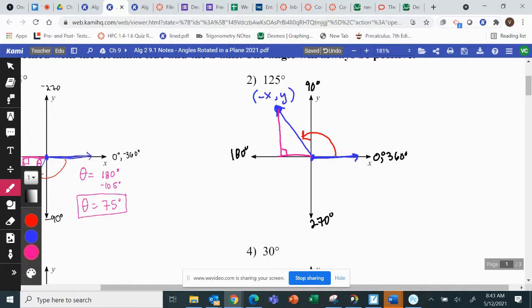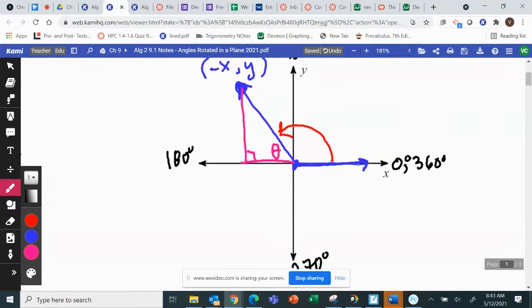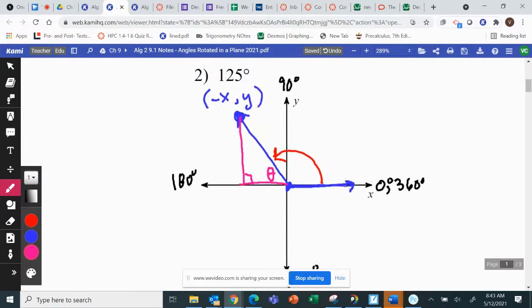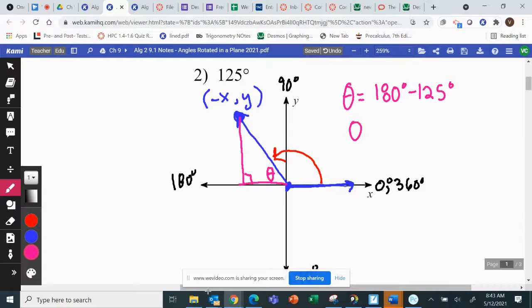The theta connects the terminal side and the x-axis. You can see where I put my theta. And then we're going to find the measurement of that theta. So it's 180 degrees to the x-axis. I rotated 125 degrees. And what's left will be my theta. So 180 minus 125 is 55.